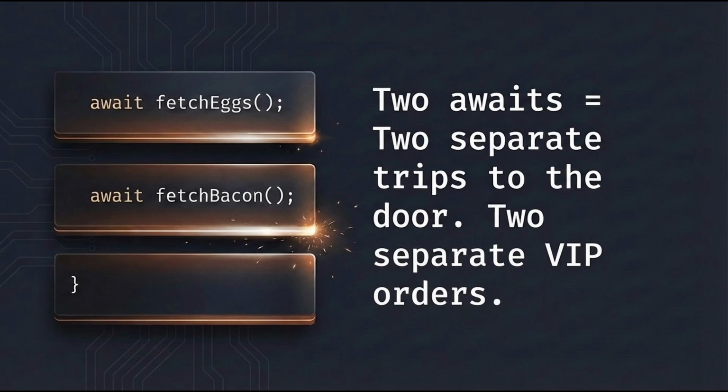And if you have 2 awaits in a row, like await fetch eggs, then await fetch bacon, that's 2 separate trips to the door, 2 separate VIP orders. Each await is an independent yield and resume cycle.